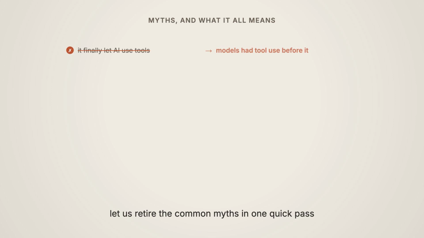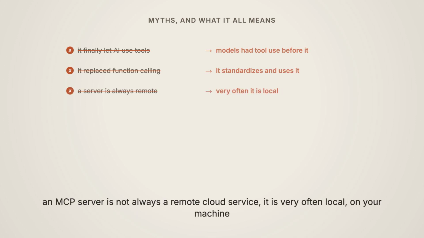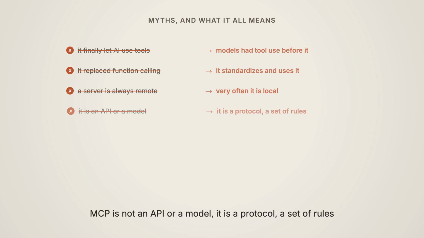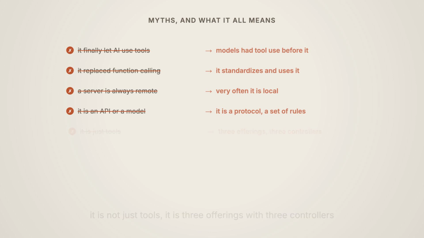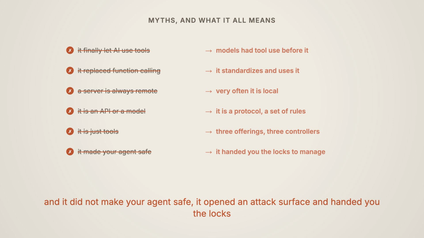Let us retire the common myths in one quick pass. MCP is not what finally let AI use tools. Models had tool use before it. It did not replace function calling. It standardizes it and uses it underneath. An MCP server is not always a remote cloud service. It is very often local on your machine. MCP is not an API or a model. It is a protocol, a set of rules. It is not just tools. It is 3 offerings with 3 controllers. And it did not make your agent safe by itself. It opened a real attack surface and handed you the locks to manage it.